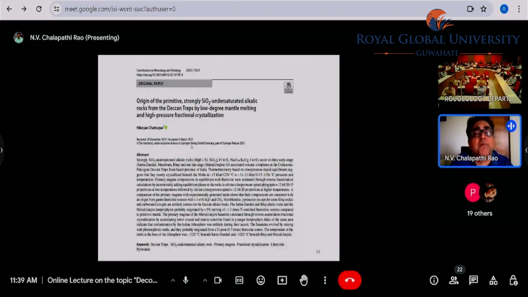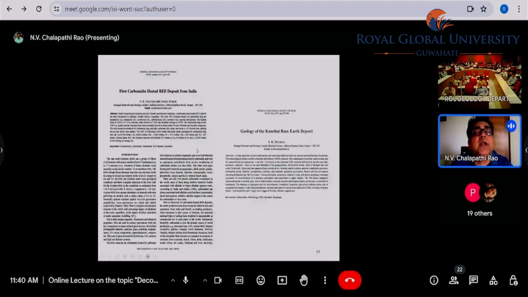And there are a lot of other studies involving high pressure experimental petrological work, which have shown that the primitive, strongly silica undersaturated alkaline rocks were generated by high pressure fractional crystallization. It's a model given by Dr. Chatterjee. And this is the paper which I was talking about: the first carbonatite hosted REE deposit from India at Kamthai, which was discovered by S.K. Bhushan of GSI. Later on he joined a private company.